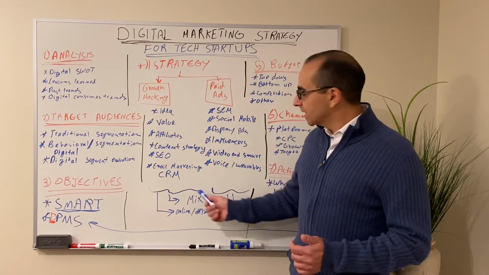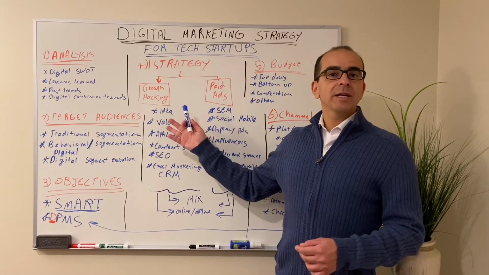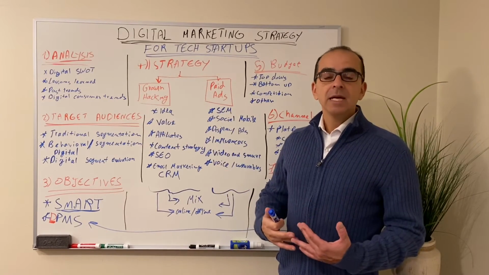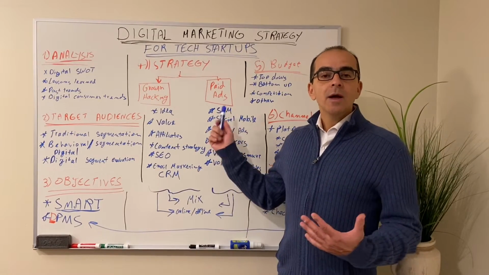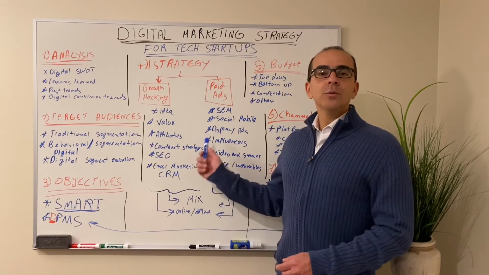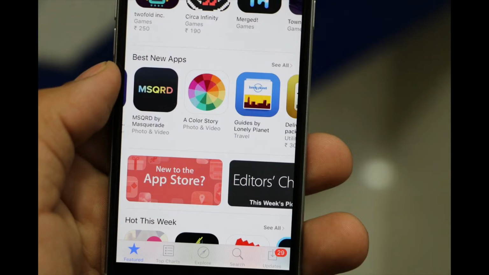Now, you can always mix and match between organic or growth hacking strategies and paid strategies together. As a matter of fact, most startups and most organizations do a mix of both. You can also mix online with offline experiences, like for example, what do users see in a retail space versus what they see on their mobile phone.